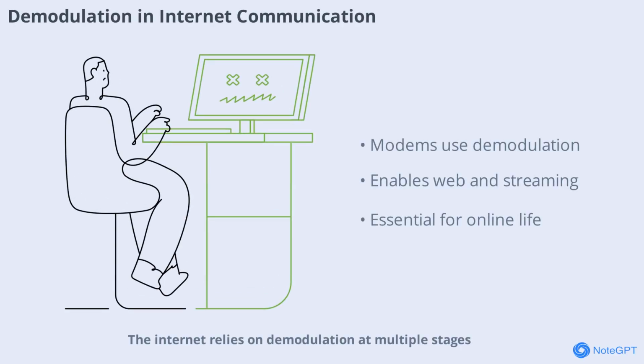The internet relies on demodulation at multiple stages, from your home modem to massive data centers. Modems, short for Modulator-Demodulator, convert digital data into signals suitable for transmission and then demodulate incoming signals back into usable data. This process is essential for web browsing, streaming, and online communication.